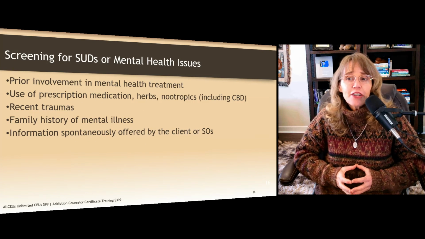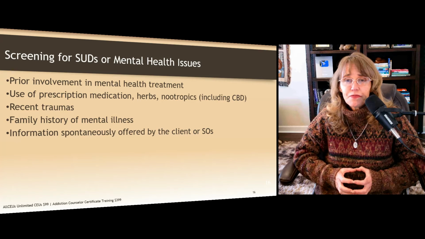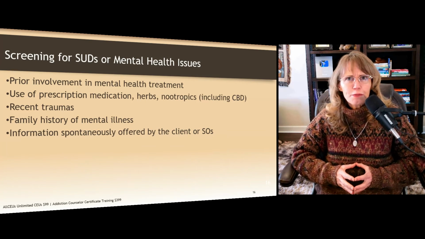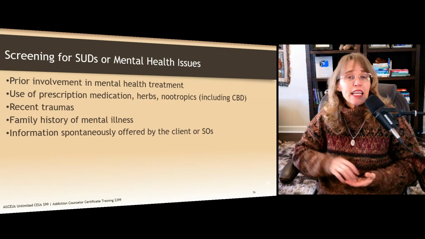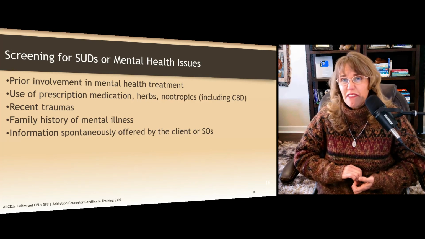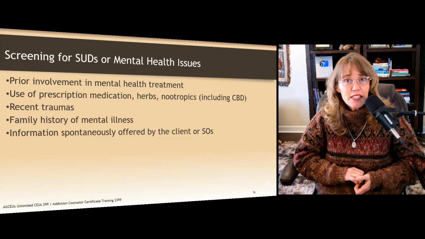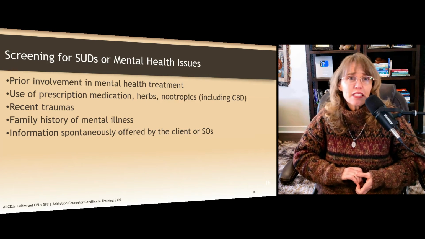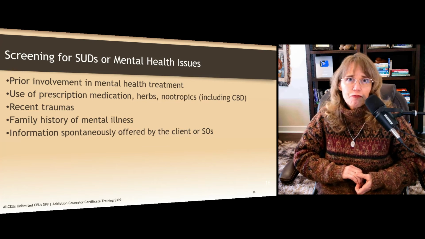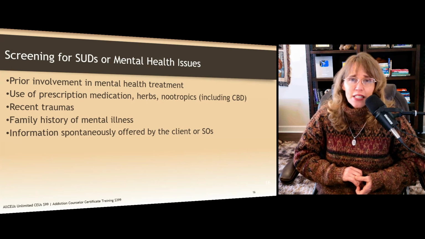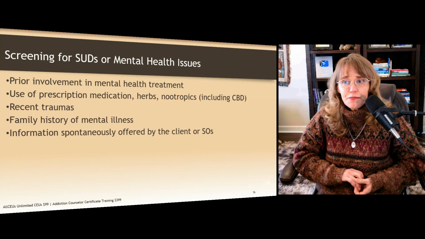Ask them about prior involvement in mental health treatment, their use of prescription medication, herbs, and what we call nootropics, or over-the-counter herbs and other things to try to help you feel better, including CBD. Ask about recent traumas. Have there been any deaths or losses recently in your life? Ask about a family history of mental illness. For genetic as well as environmental reasons, mental illness often runs in families.